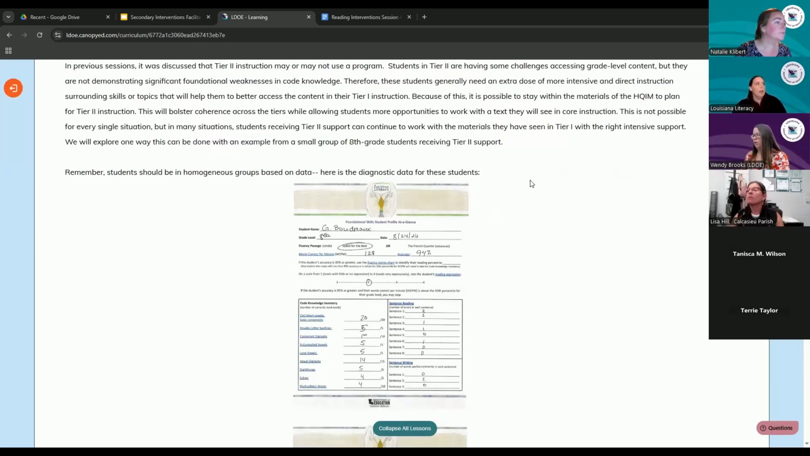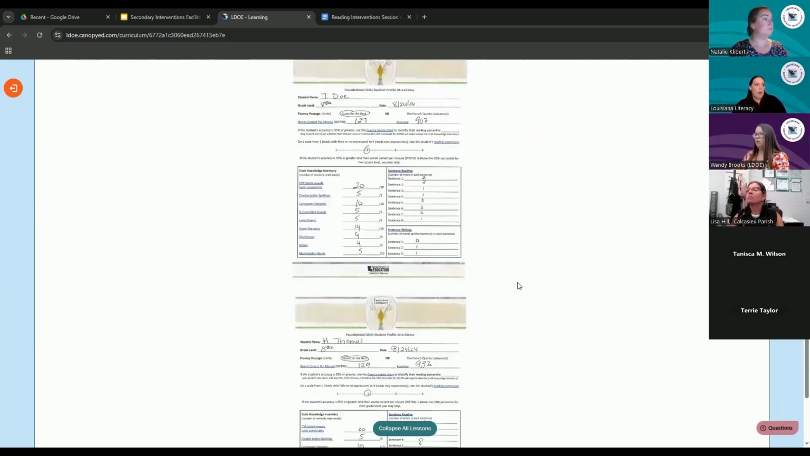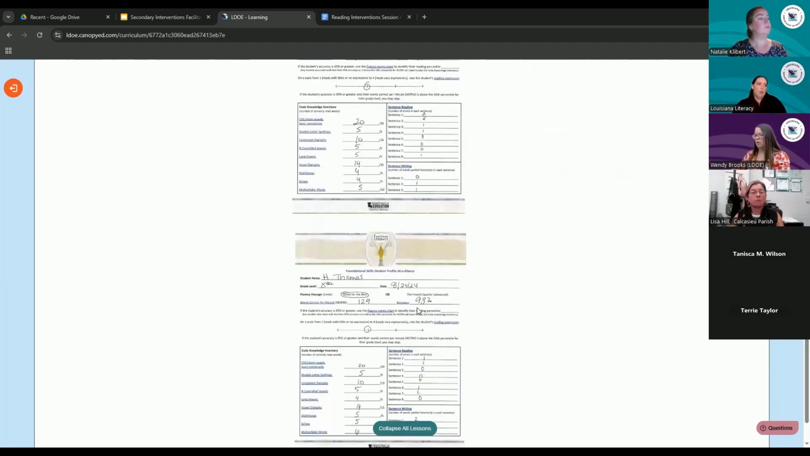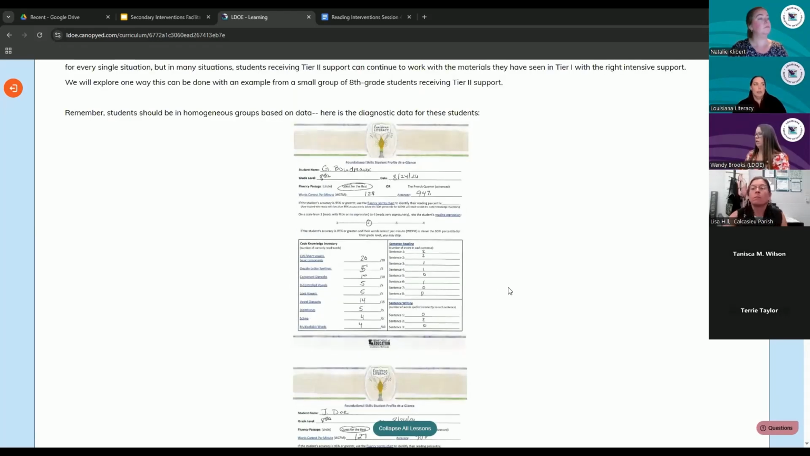So it's not possible in every situation, but in this situation, we'll talk about how you can build coherence. I have these students here, G. Boudreaux, J. Doe, and H. Thomas, and I've given you their diagnostic information after they've done the LIFT diagnostic. And if Natalie or Wendy, if y'all could drop the LIFT administration materials and the student reporting packet into the chat, I just want to kind of remind you all how we got this information.